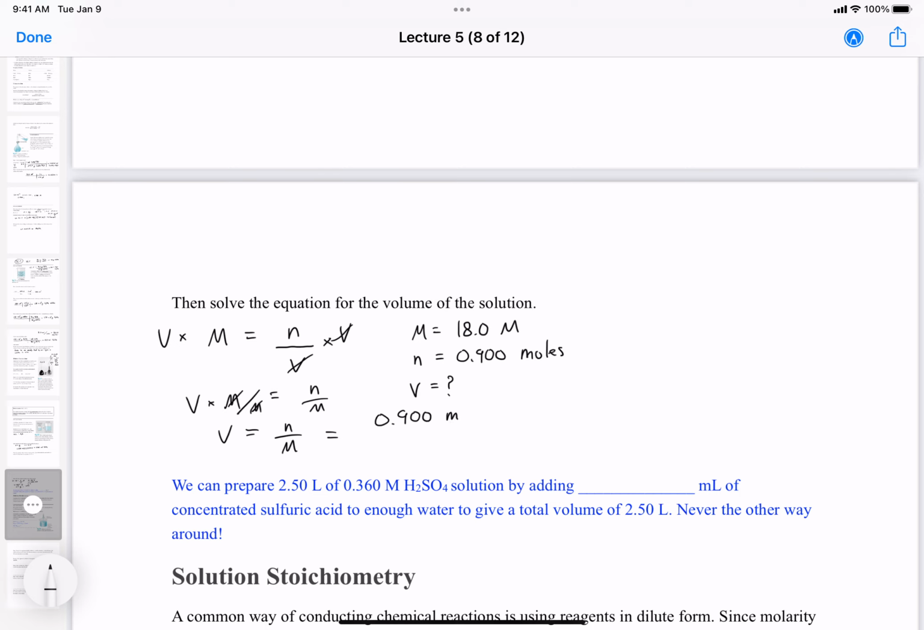0.900 moles per 18.0 moles per liter. If we do that, our moles will cancel and we're left with liters. So what we get is 0.0500 liters, or in this case, 50 milliliters.